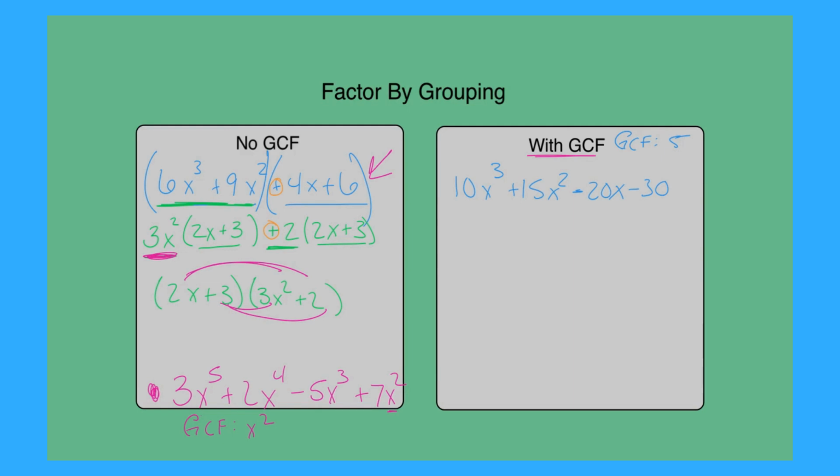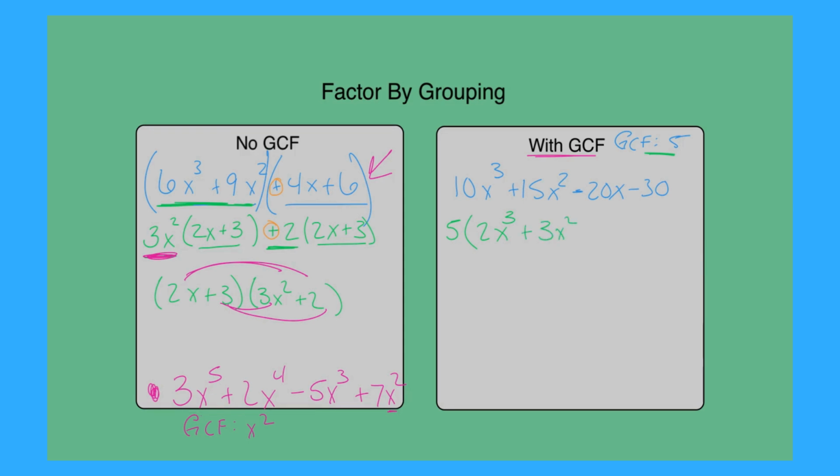All right, so let's factor this one. We're going to factor out, we're going to divide out that GCF first. So I'm going to divide everything by that GCF we found of 5. So 10 divided by 5. Because this one did not have a variable GCF, that means I'm just going to leave the variables alone.